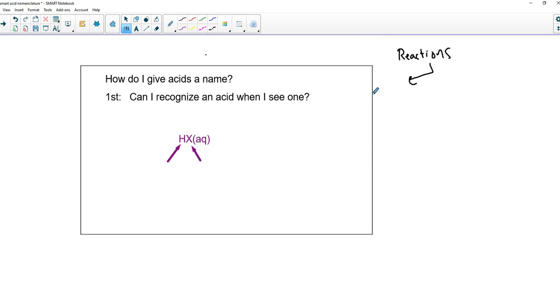Acids have a name, they have a formula, they have a structure. Let's start with just recognizing one. So first of all, acids have an H out front. We call this a hydronium ion. Hydrogen might be even another way you just say it, hydrogen.